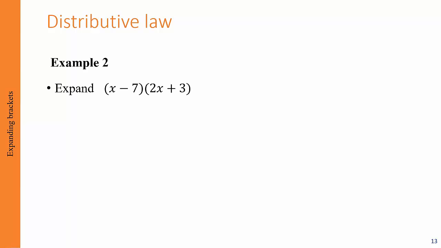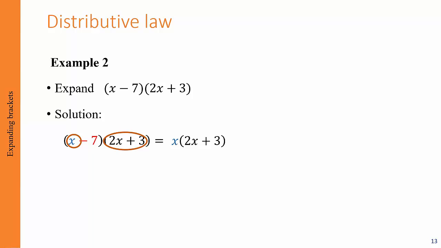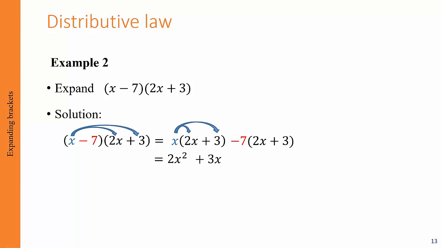In this next example, we have 2 brackets. Now that means we have to multiply the first term by the second bracket, and then the second term, which is a subtract 7, by the second bracket as well. Expanding these out, we have x times 2x is 2x squared, x times 3 is 3x, minus 7 times 2x is minus 14x, and minus 7 times 3 is minus 21.